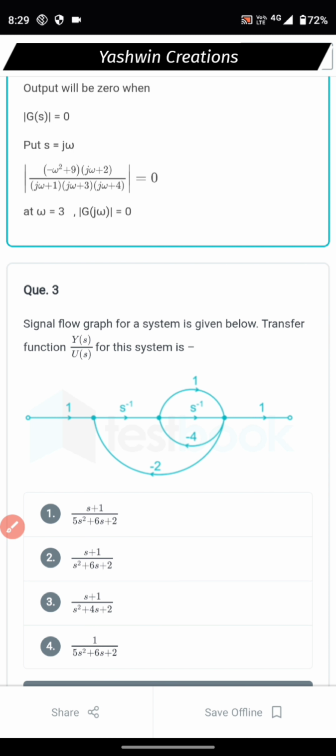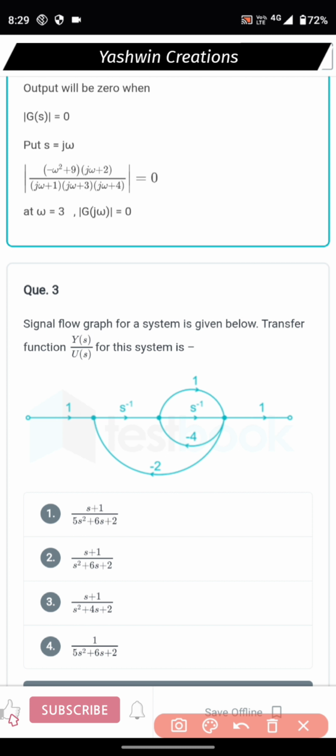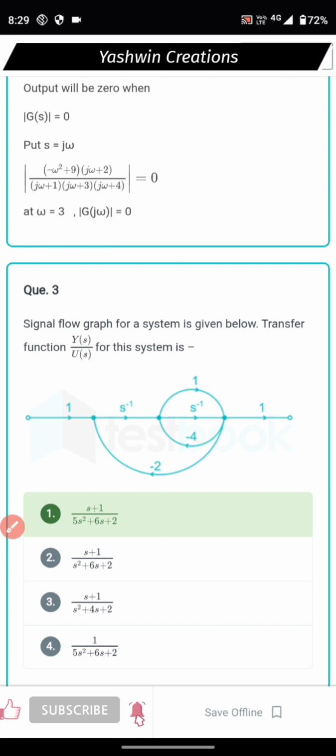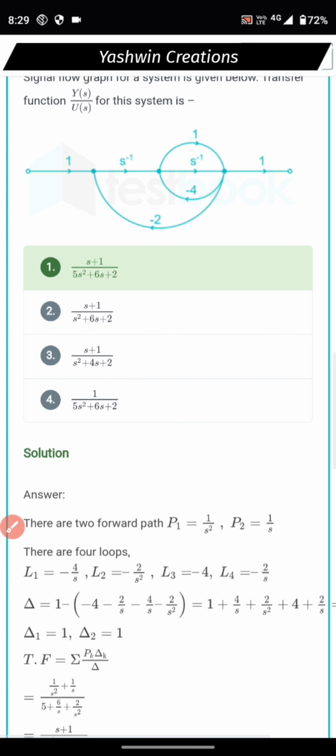Next question: they have given the signal flow graph for a system below. The transfer function Y(s) divided by U(s) for this system is? What is the transfer function of the system for this signal flow graph? We shall find out. This is the answer. We shall see how it came.